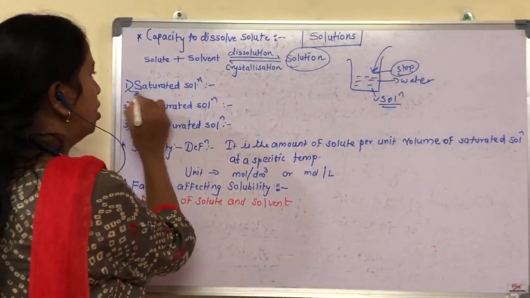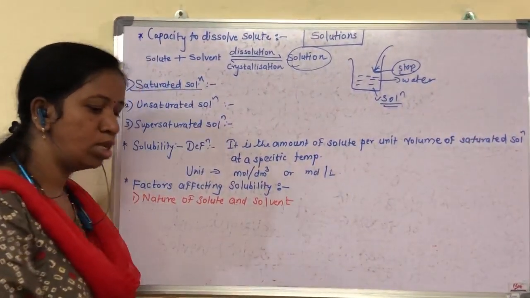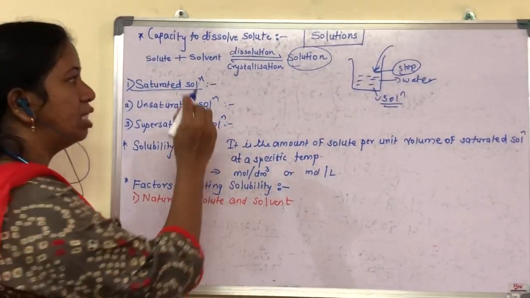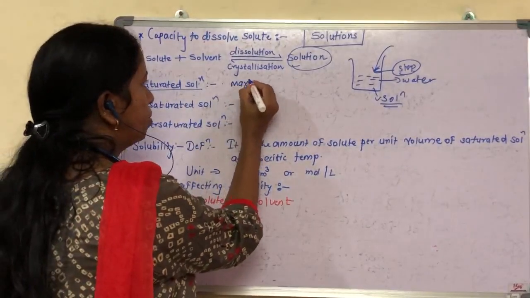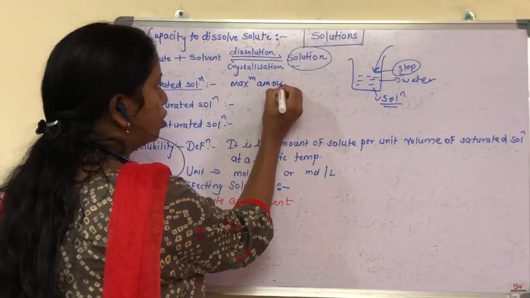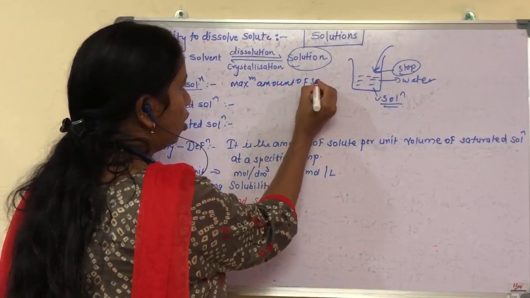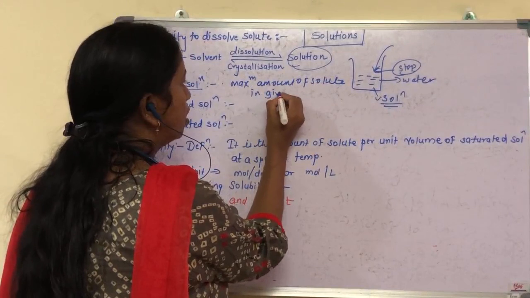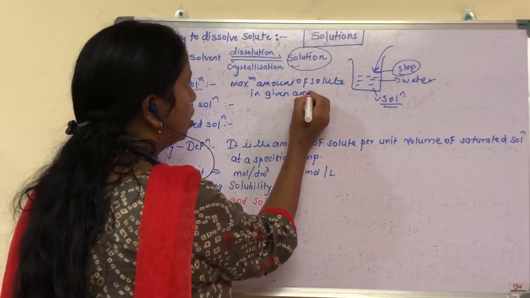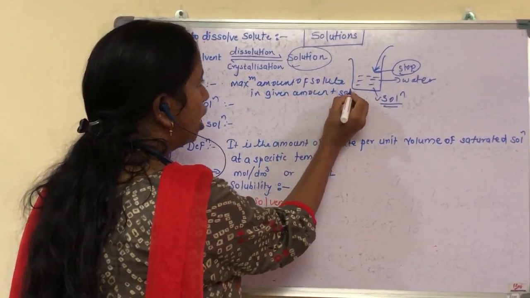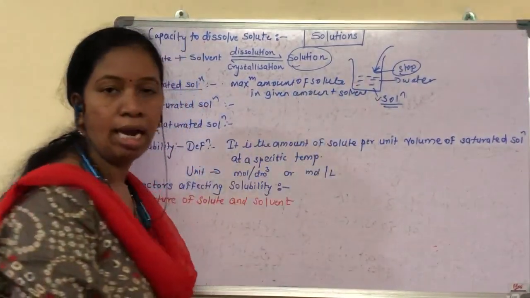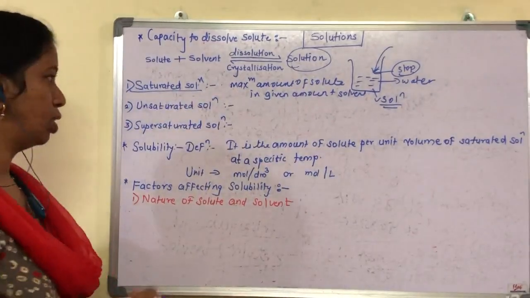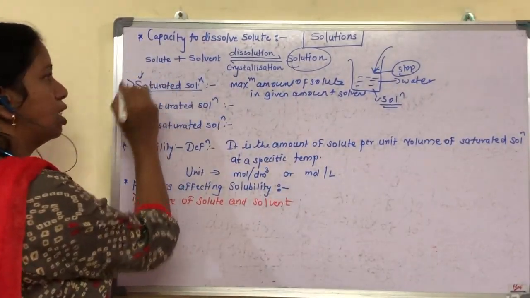So what is meant by the saturated solution? A saturated solution is nothing but the maximum amount of solute dissolved in a given amount of solvent, and it takes place at a specific temperature. That is known as a saturated solution. Okay, that is the first type of solution.